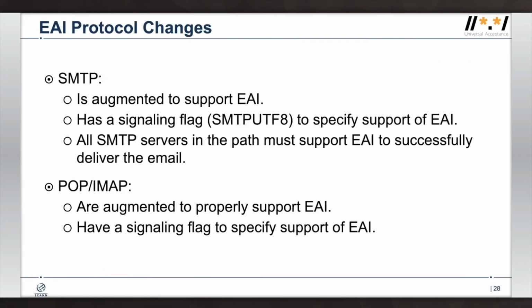Eventually, as was said, SMTP and POP and IMAP all need to be upgraded to address internationalized email addresses. SMTP especially uses a new flag, SMTPUTF8, which needs to be provided during the sender and receiver transactions, as we'll see in the next few slides. And so you must be using software or email tools which do support EAI for it to work properly.